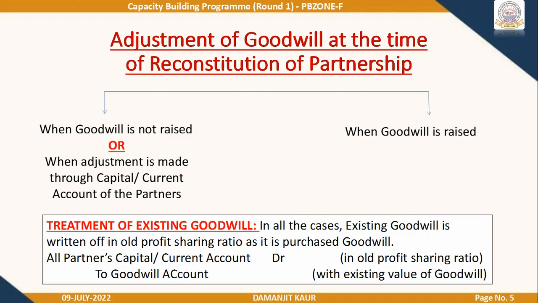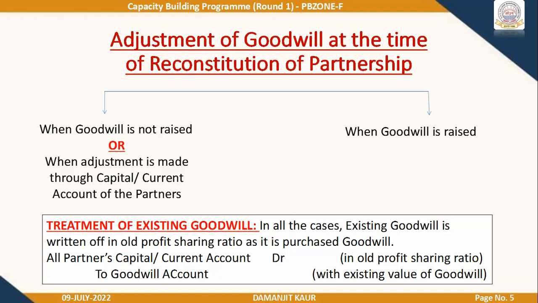Before going further, one point is to be kept in mind: under all the methods, in all the cases, the treatment for existing goodwill will remain the same. It has to be written off in the old profit sharing ratio to the partners, because it is purchased goodwill that has to be finished off from the books. So the entry for writing off the existing goodwill is: all partners' capital or current account, as the case may be, depending upon fixed or fluctuating capital. Capital account will be debited in case partners have fluctuating capitals. Current account will be debited in case they have fixed capitals. So their capital or current account will be debited in old profit sharing ratio to goodwill account.